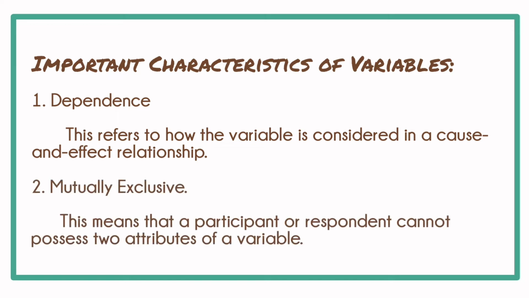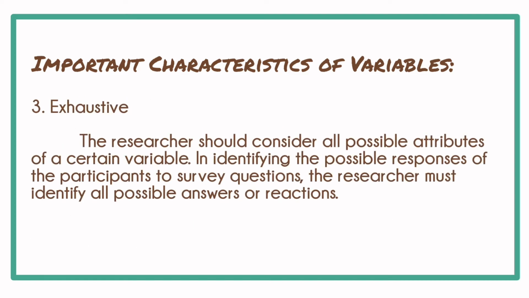The second characteristic of a variable is being mutually exclusive. This means that a participant or respondent cannot possess two attributes of a variable. For instance, a person cannot be both male and female. Third characteristic is exhaustive. The researcher should consider all possible attributes of a certain variable. In identifying the possible responses of the participants to survey questions, the researcher must identify all possible answers or reactions.